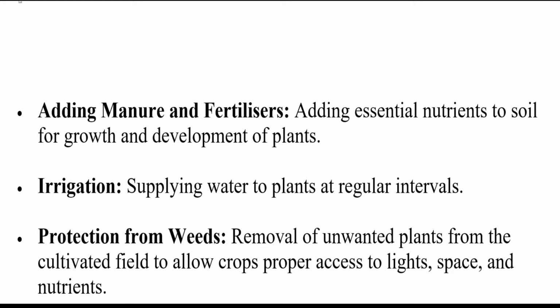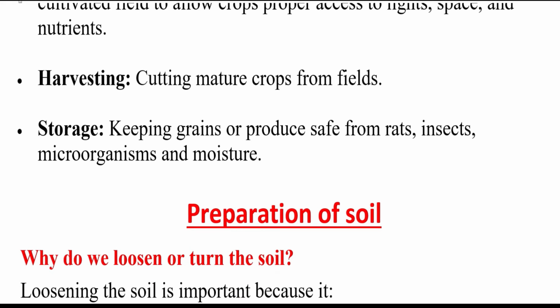Protection from weeds: removal of unwanted plants from the cultivated field to allow crops proper access to light, space and nutrients. Harvesting: cutting mature crops from fields is nothing but harvesting. And the storage: after the harvesting, storage is the next process, keeping the grains or seeds produced safe from rats, insects, microorganisms and moisture.